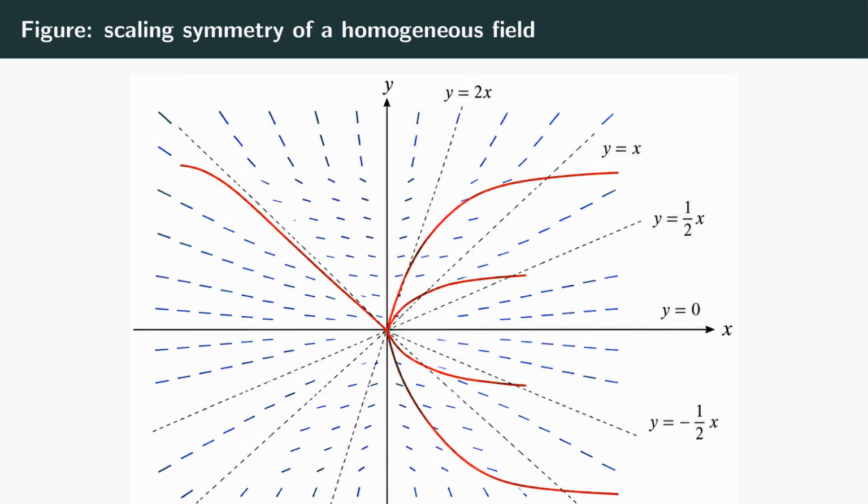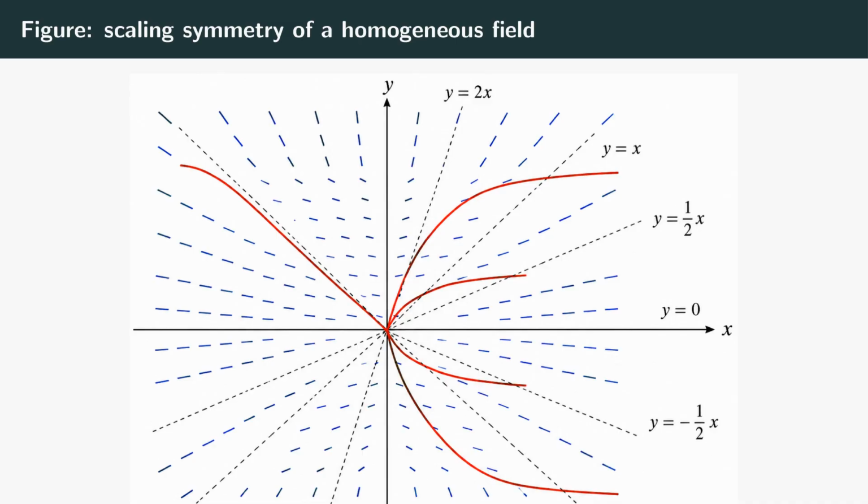Let me show you the hidden symmetry that makes the substitution natural. This is a slope field for a homogeneous equation. Draw any straight ray from the origin outward. Along that single ray, the ratio y over x is constant because both coordinates scale together, and since the slope depends only on that ratio, every little slope dash along the ray points in the same direction. The slope field is constant along rays from the origin. That is a radial symmetry.